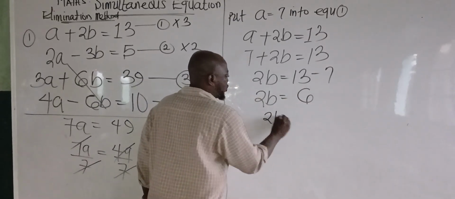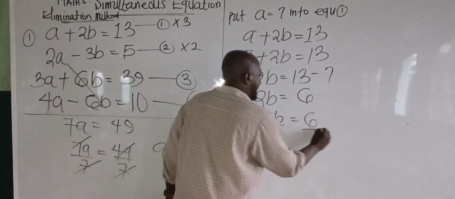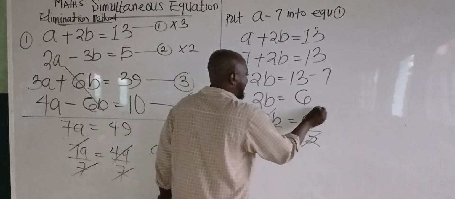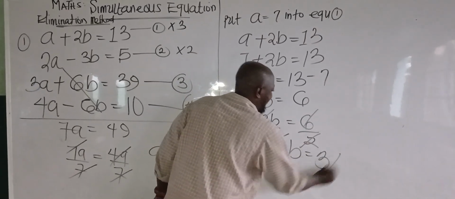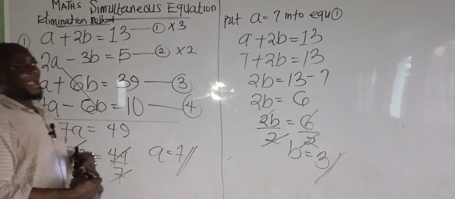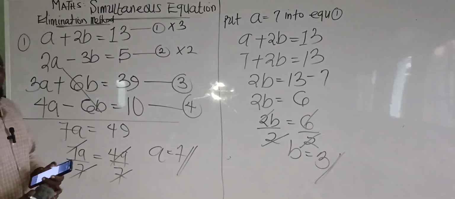Divide here now by 2. So this is 2, and then this is 2. This can take care of this, this takes care of this. B becomes 3. So this is it. So my B and my A are gotten. Now, let's check if we are correct.